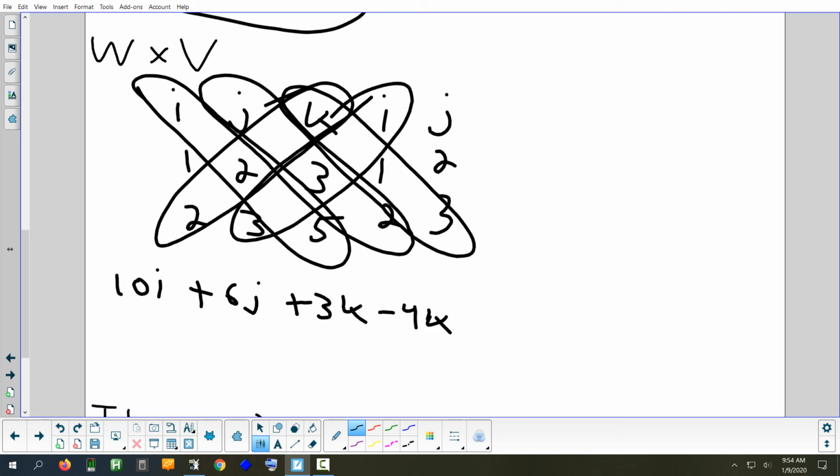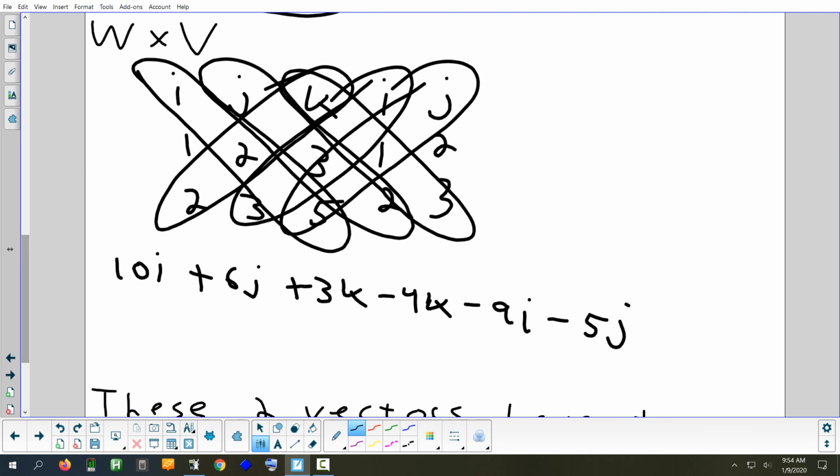I33. Negative 9I. Remember, you're subtracting it. J15. Negative 5J. Let's combine our like terms. What's 10I minus I? Positive I. How about my J's? 6J minus 5J, positive J. And what about my K's? Negative K.